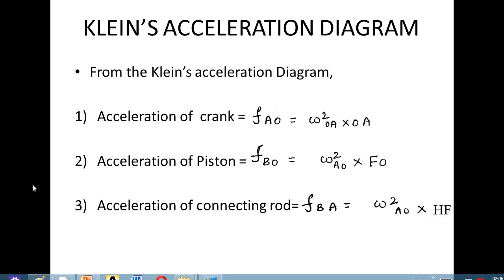Using these three formulae, that is acceleration of crank, acceleration of piston and acceleration of connecting rod, along with the three formulae we obtained using the velocity diagram, that is velocity of crank, velocity of piston and velocity of connecting rod, we can solve simple problems to calculate the velocity and acceleration of the slider crank mechanism.